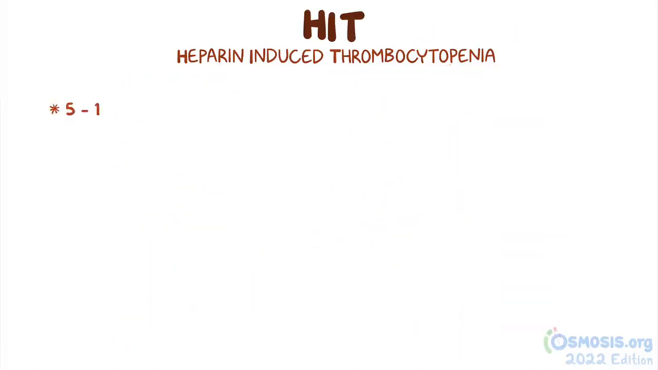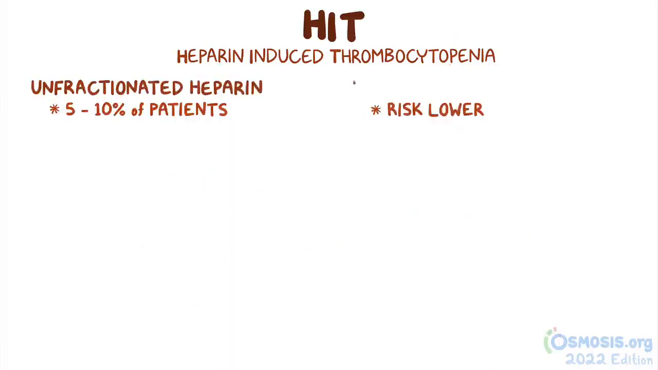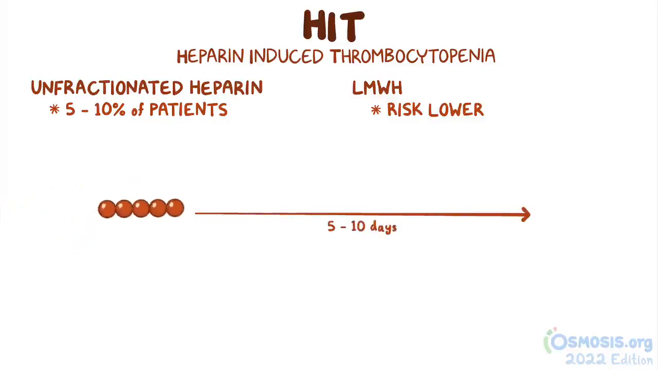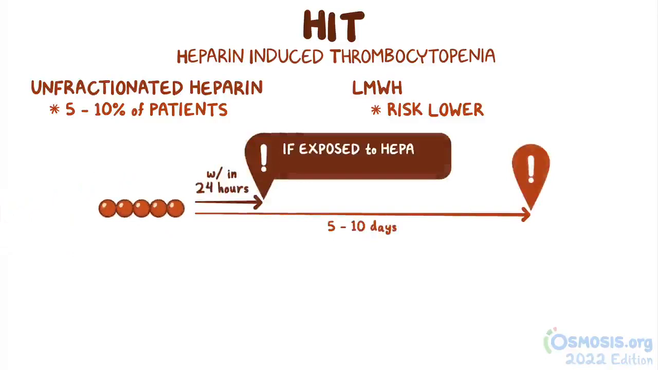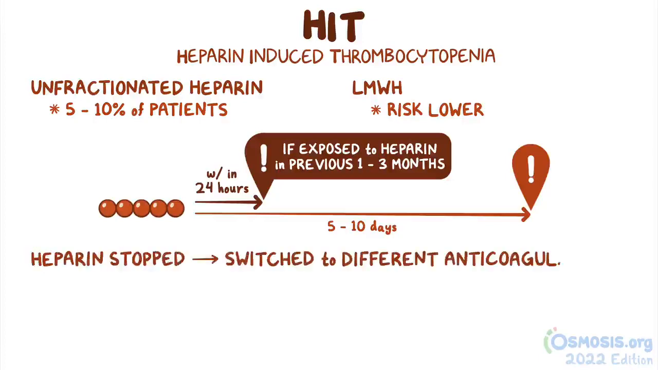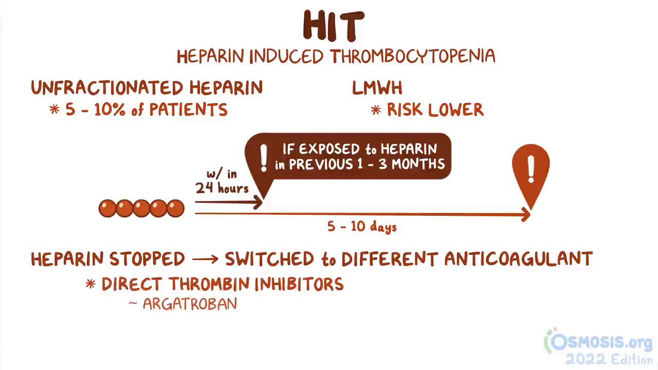HIT happens in 5 to 10% of patients treated with unfractionated heparin, and the risk is lower with LMWH. It typically develops 5 to 10 days after the initiation of heparin, but can develop within the first 24 hours if the patient has been exposed to heparin in the previous 1 to 3 months, since antibodies that target heparin platelet factor 4 complex are already formed. If HIT happens, the heparin should be stopped and the person switched to a different anticoagulant, like direct thrombin inhibitors, which includes medications like argatroban, bivalirudin, and dabigatran.